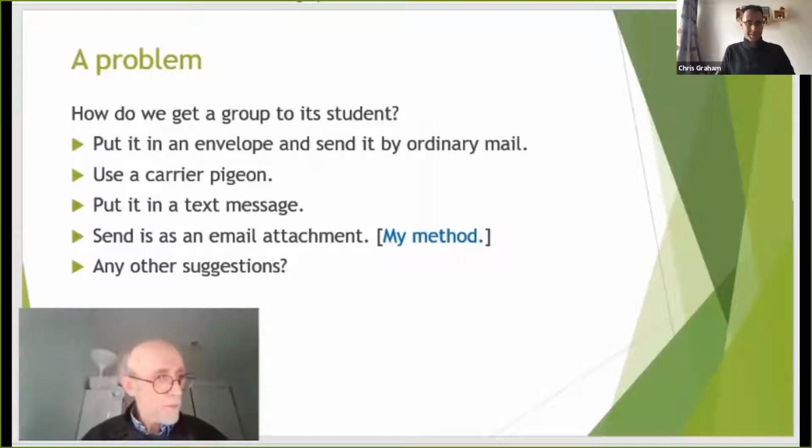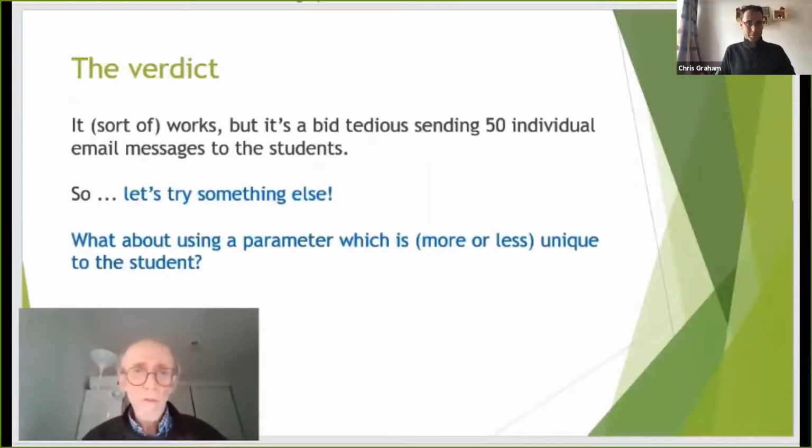Well, the next question was how to get the Cayley tables to the students. And I suppose I could have driven around to their addresses, delivering them all to them, but instead I sent them as email attachments. So how did it work? Well, it took a long time. Then I hit on the idea of using a parameter instead.